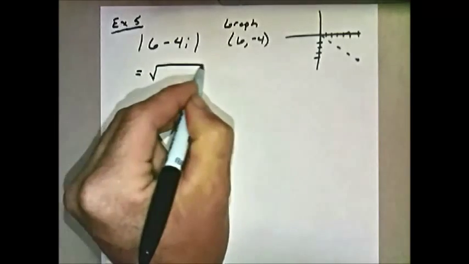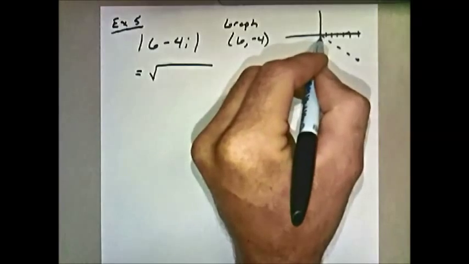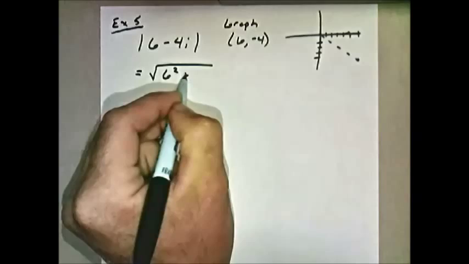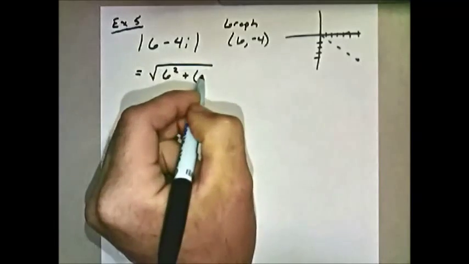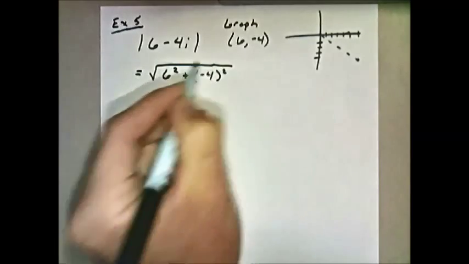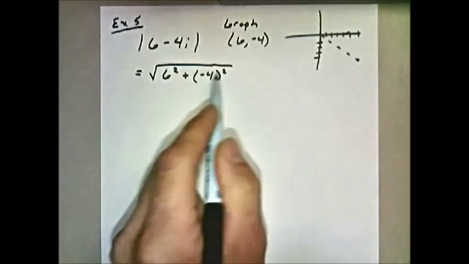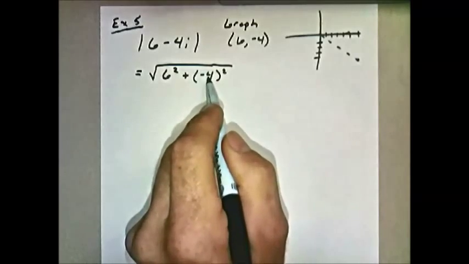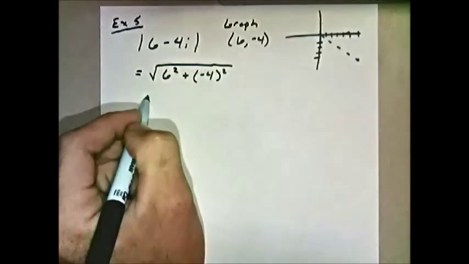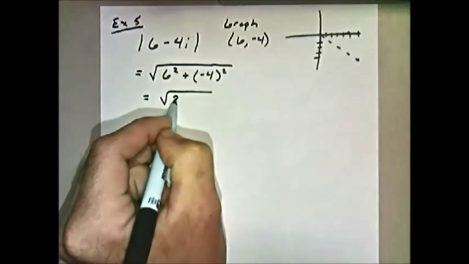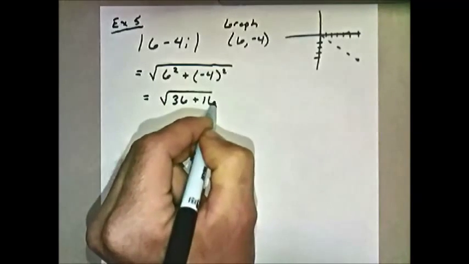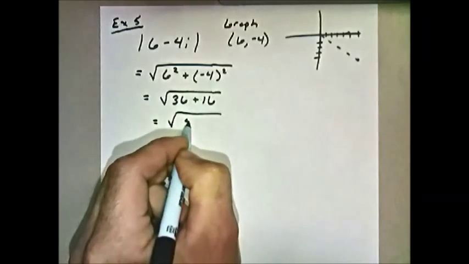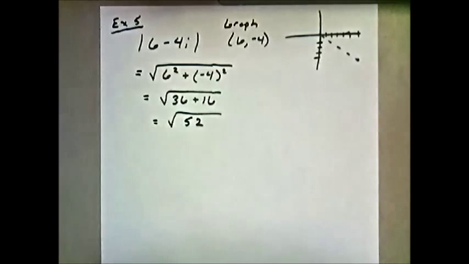So our absolute value, since this is the point 0, 0, we can simply take the real number, square it, and add on to it the imaginary number squared. Notice we have a negative 4 squared. If you forget the negative, it doesn't matter a whole lot, because a negative times a negative gives you the positive. So we're looking at 36 plus 16. Simplifying 36 plus 16 gives us 52.